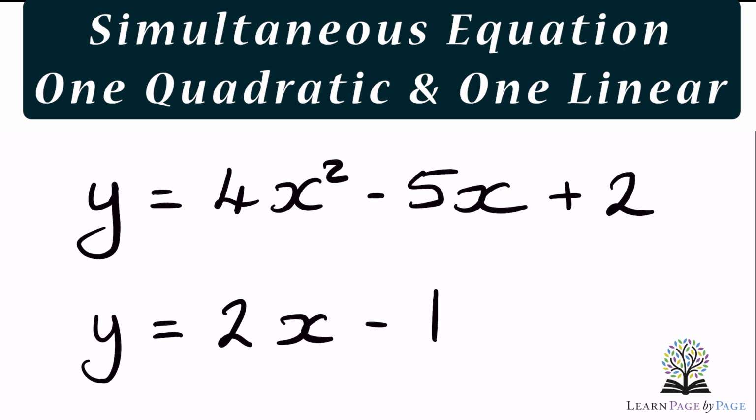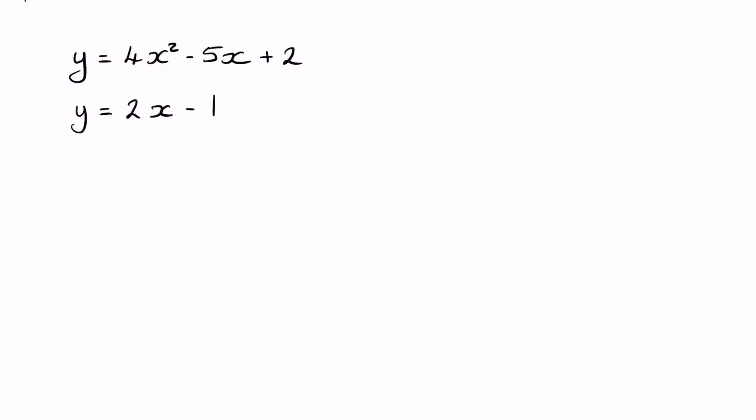So let's dive in. First thing I always do with simultaneous equations is I label them. I always label them over the side, 1 and 2. Now with these equations, they both have been arranged, they both equal y. So y equals the first and y equals the second.